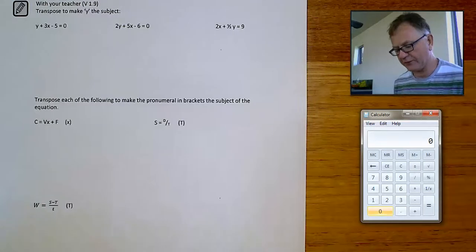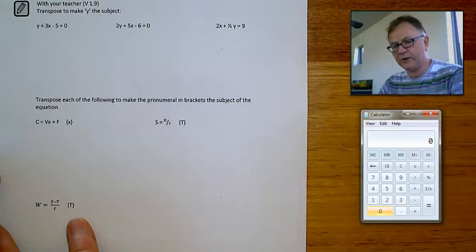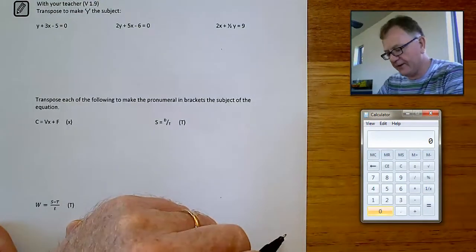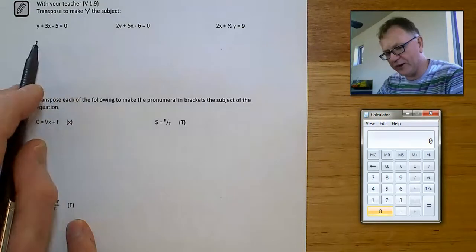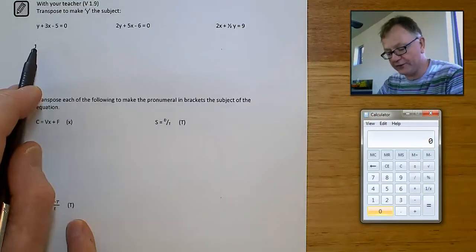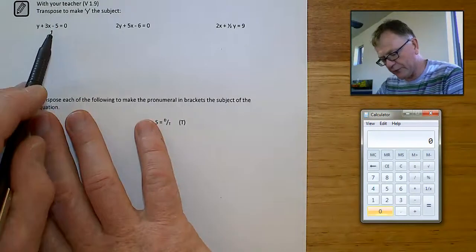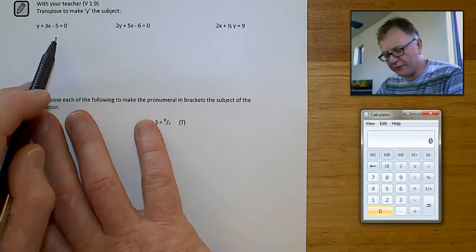What transposing means is moving the equation round so that you can make one of the other variables the subject of an equation. In here, we've been asked to make y the subject. So we want to change this around until we get y equals something. This one's not too bad, because what we have to do is just move things to the other side of the equation, and you do that by doing the same thing to each side.